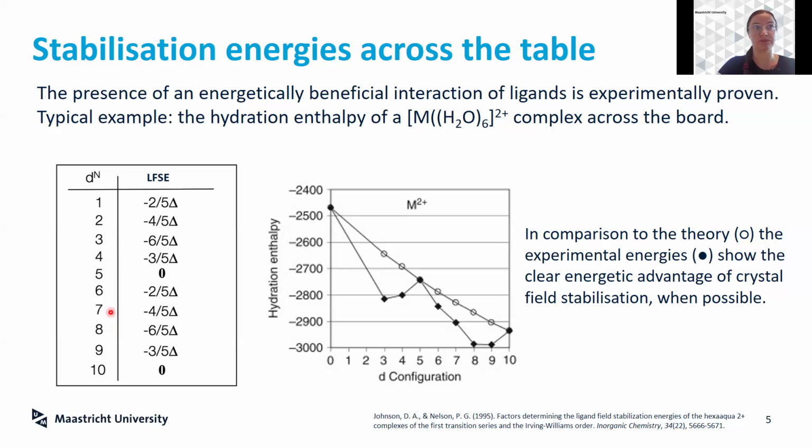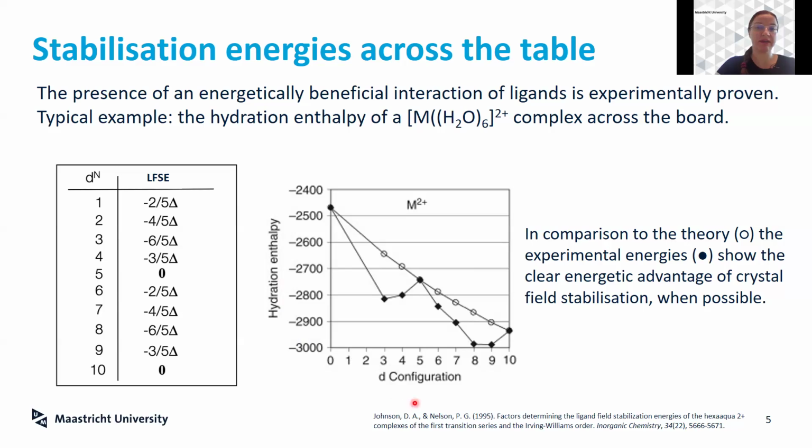So we go from potential d1 metals all the way to d10. We can immediately spot the ones in which there is no net advantage because of this, the 5 electrons and 10 electrons, which are going to half fill or completely fill the shell. These are all considered as high spin.